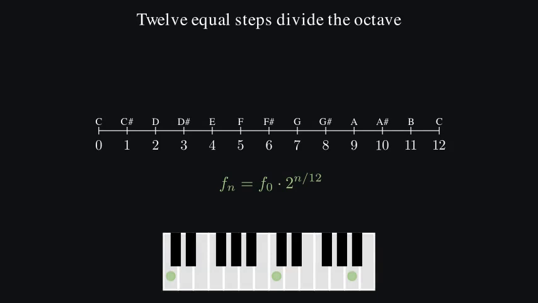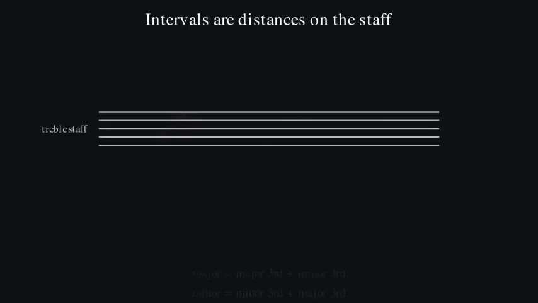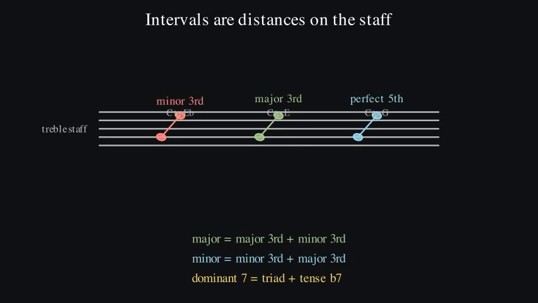An interval is the distance between two notes. Minor thirds, major thirds, fourths, fifths, sixths, sevenths, and octaves are the vocabulary of melody and harmony. Chord quality comes from intervals. A major triad stacks a major third and a minor third. A minor triad stacks a minor third and a major third. A dominant seventh adds a tense minor seventh above the root.